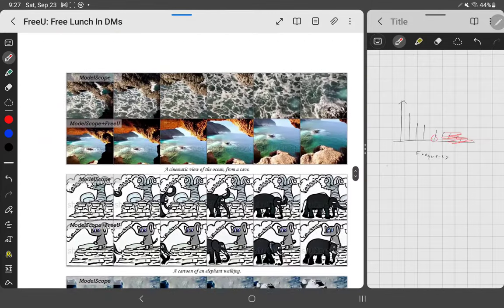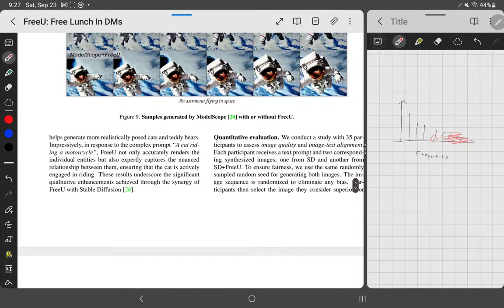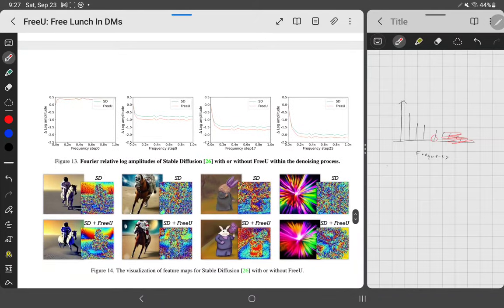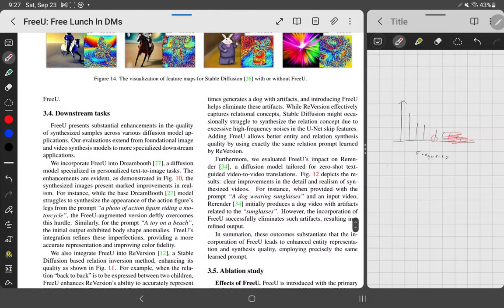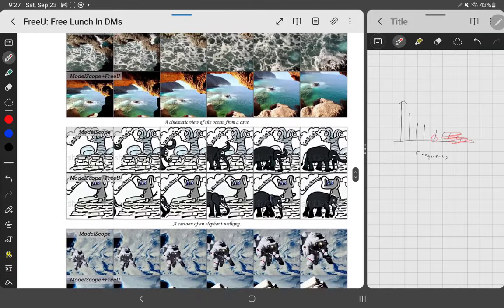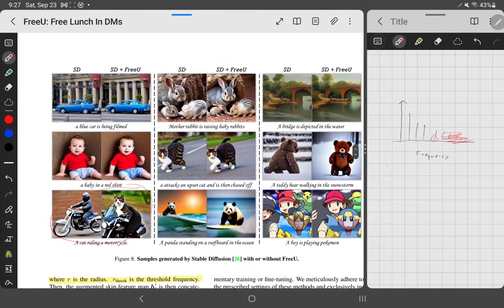And they say how they implement it for Stable Diffusion and stuff. And then they give a bunch of examples. But this is an interesting hyperparameter to play around with. I wouldn't actually call it a free lunch. I would actually call it a trade-off.